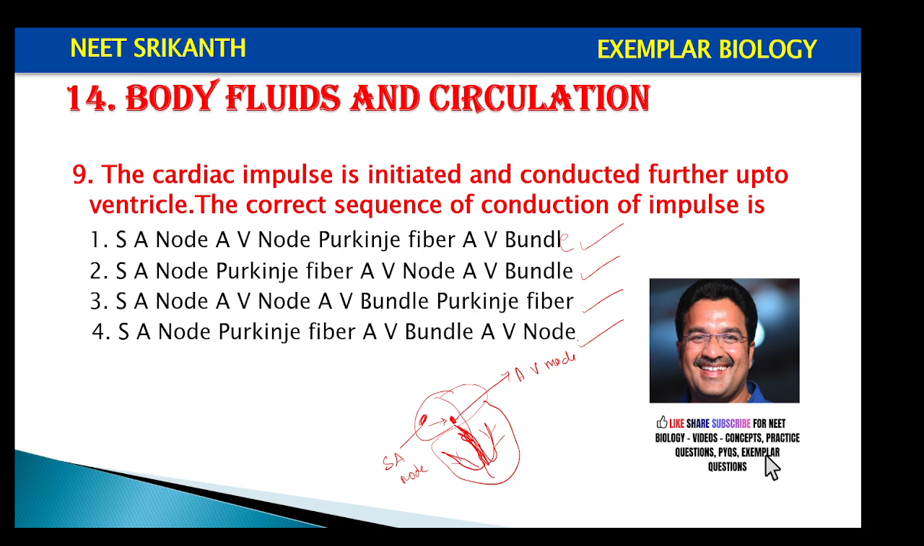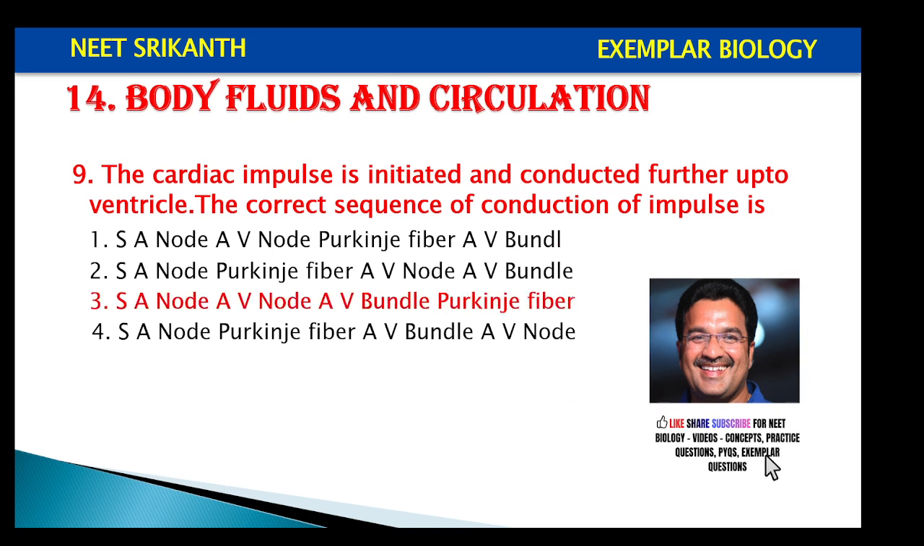So what is our answer here? This is the bundle of His and these are the Purkinje fibers. So SA node, AV bundle and Purkinje fiber. This is going to be the third option. It's going to be the answer for us.